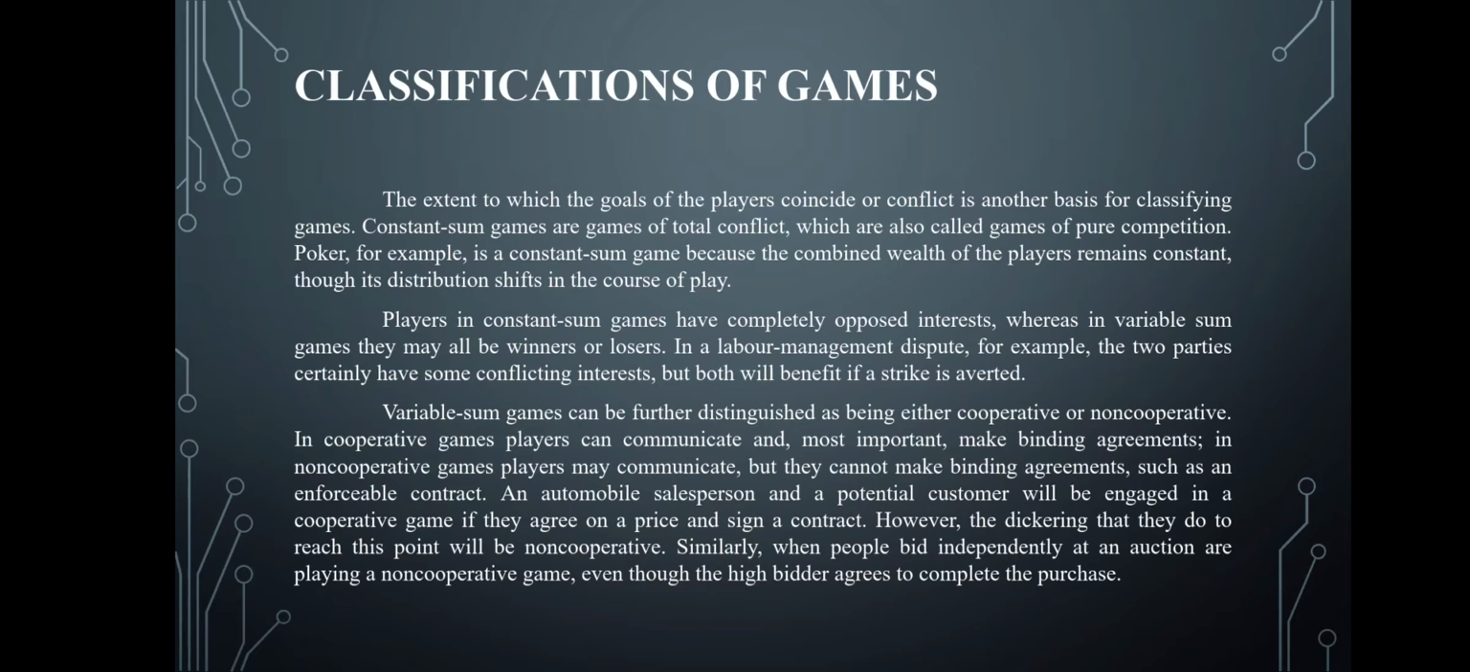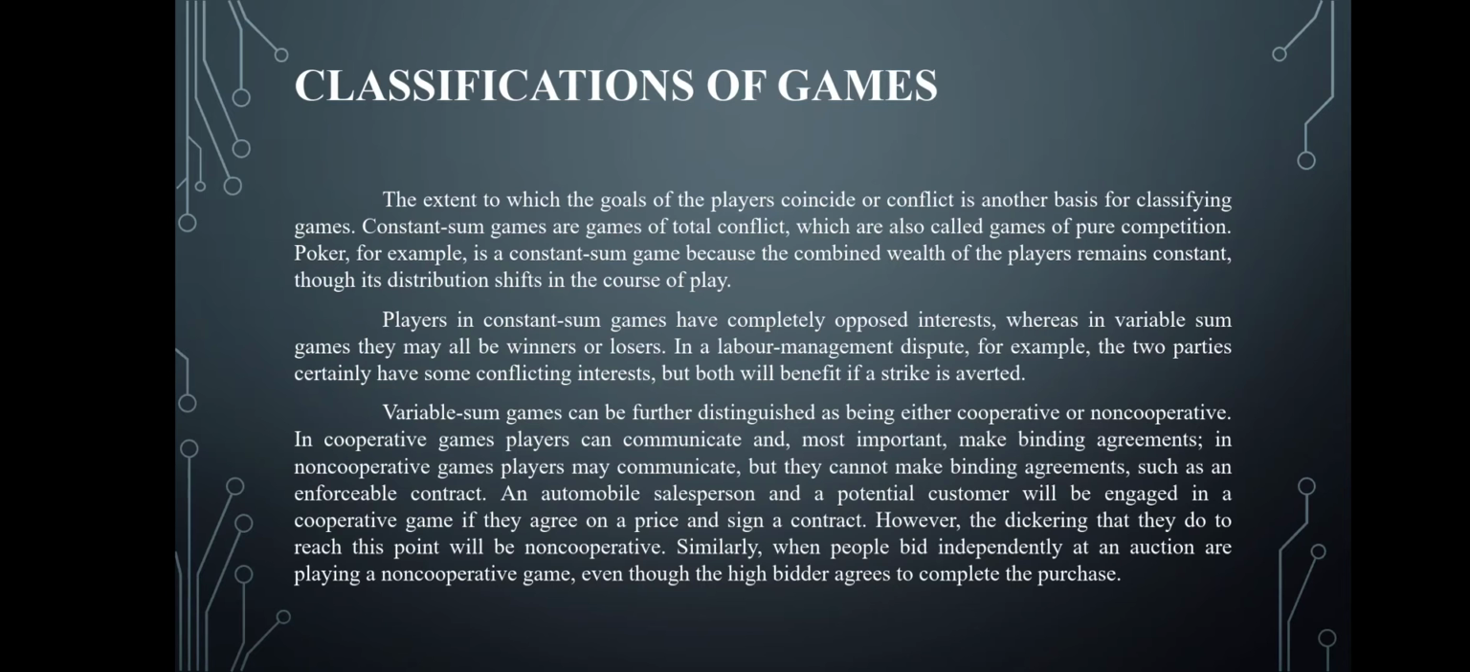The extent to which the goals of the players coincide is another basis for classifying games. Constant sum games are games of total conflict, which are also called games of pure competition. Poker, for example, is a constant sum game because the combined wealth of the players remains constant, though its distribution shifts in the course of play.